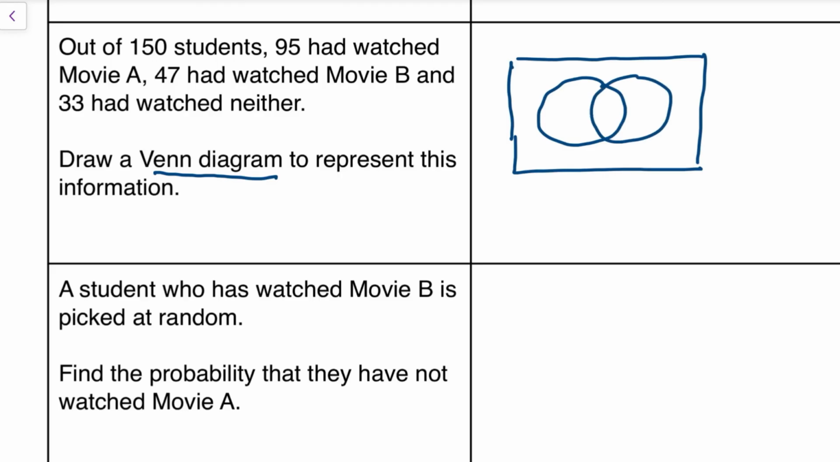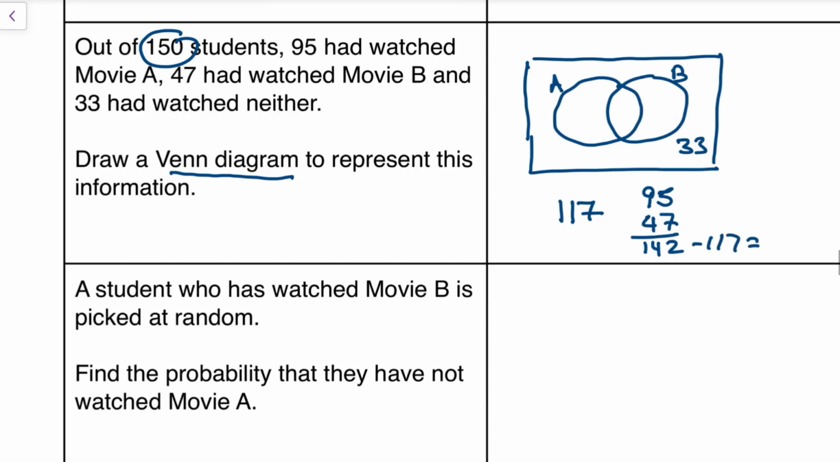Let's just quickly work this out. So this is going to be movie A, and this is going to be movie B. I know 33 had watched neither, so out of the 150 students there must be 117 that have watched a film. Either both or one of the films. Then I need to think about the 95 that have watched one and the 47 that have watched the other film. If I add these two up, I get 142. So the problem is I have 142 minus 117, which is 25. I have 25 too many students. And what's actually happening is those 25 students are counting twice because they've watched both A and B.